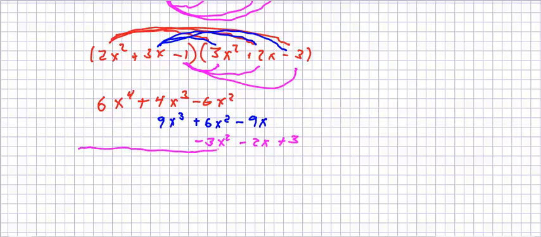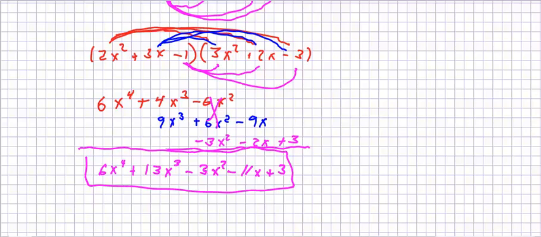And now I combine all my like terms. 6x to the 4th plus 13, 4 plus 9 is 13, 13x cubed, and minus 6, plus 6 cancel, minus 3x squared minus 11x plus 3. And I'm done.